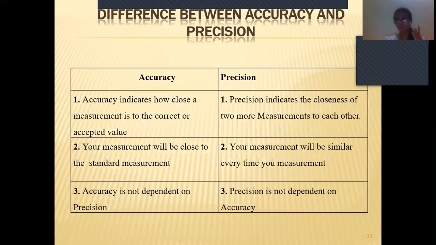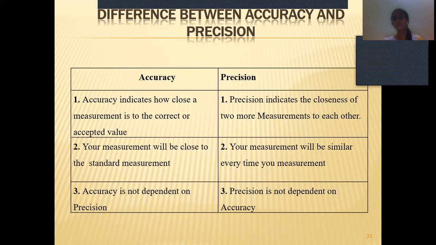Accuracy does not depend upon precision. Whatever values the person gets, they should be very near to the true value, whether or not the values are repeated. And precision is also not dependent on accuracy. If the person repeats the experiment several times, the value should be repeatable, but it is not necessary that it is very near to the true value. I will explain it again. Accuracy means whatever value we get should be very near to the true value.